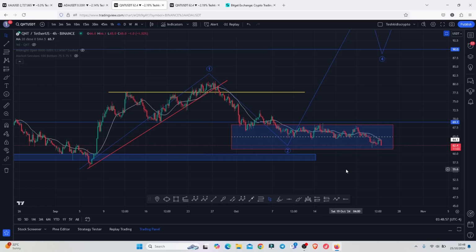QNT continues to see a bit of a breakdown move after losing our support area above the $69.1, and at the time of this recording we continue to hold within our support box between the $68.4 and the $61.3.